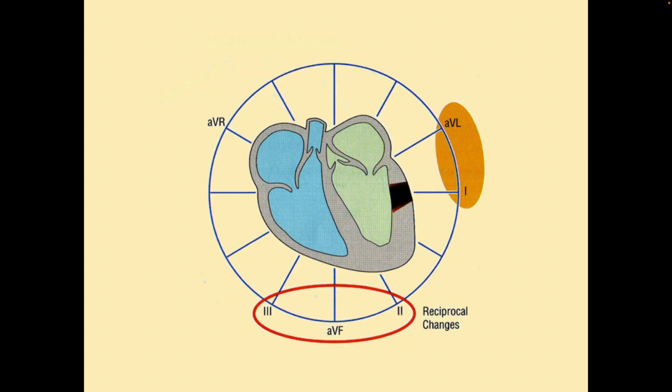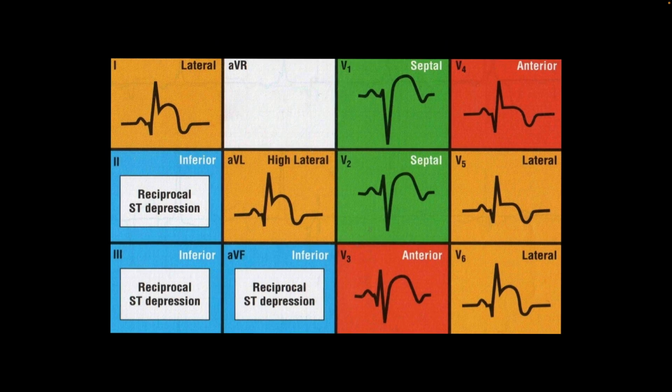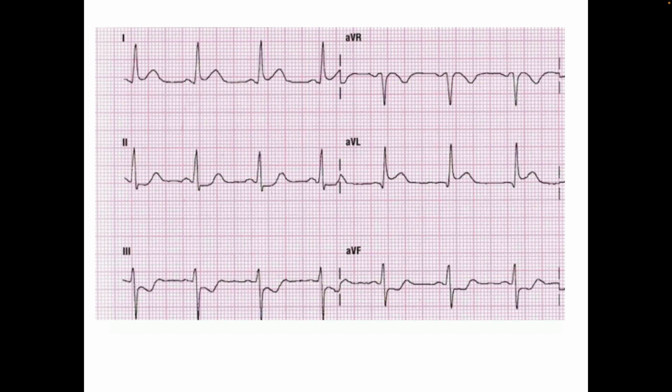Okay, so again, they're still across the circle from each other. So if the ST elevation is here, then you want to look for the reciprocal changes here. It's just the opposite. Okay? So what we're having is elevation here, depression here. Okay, so we have ST elevation in 1 and aVL and reciprocal changes in 2, 3, aVF.